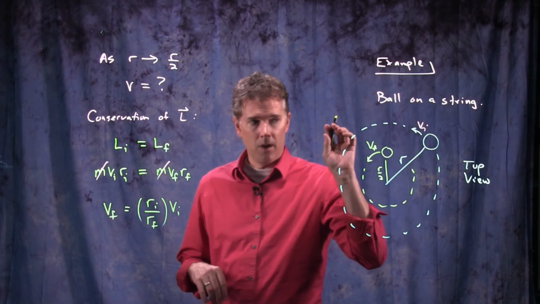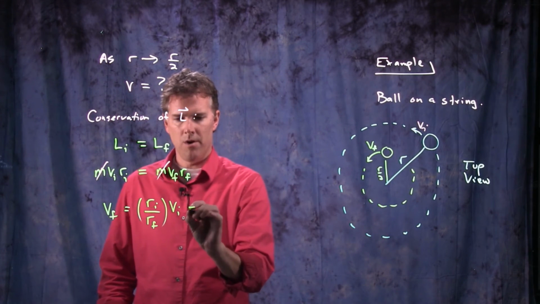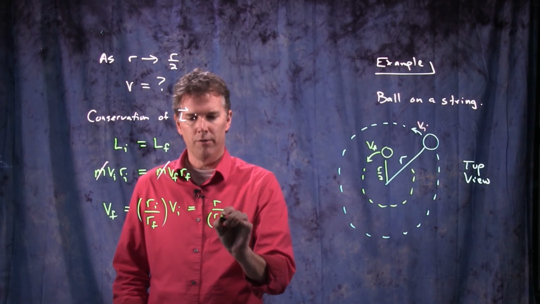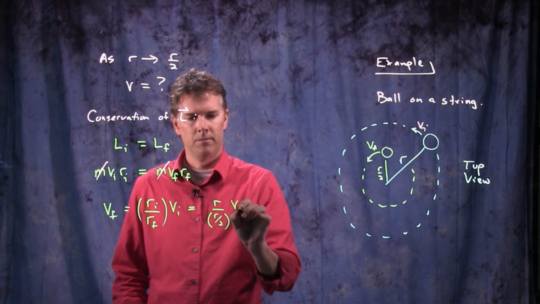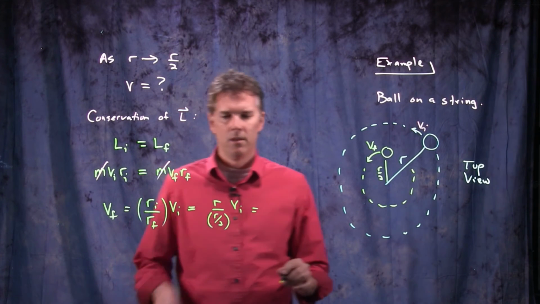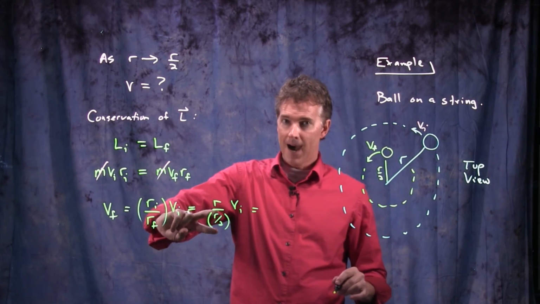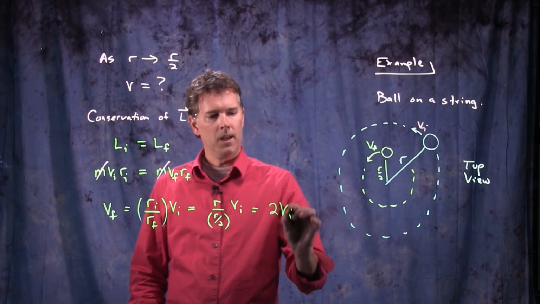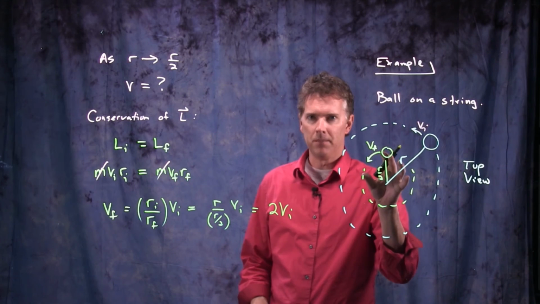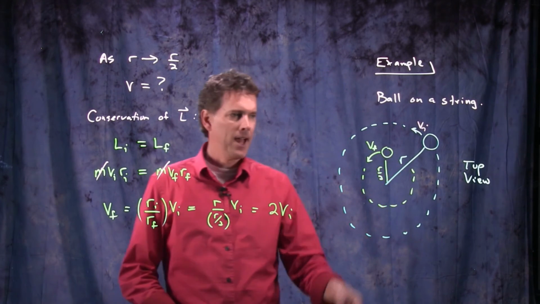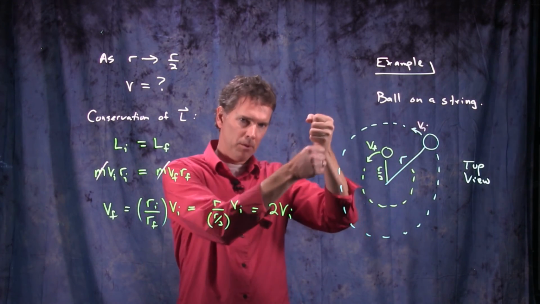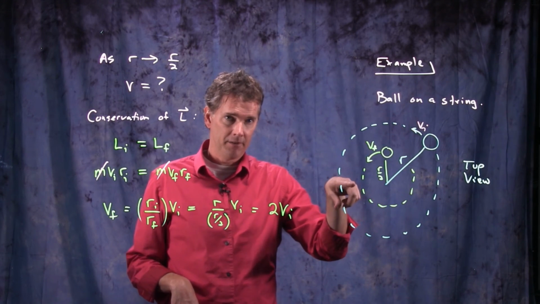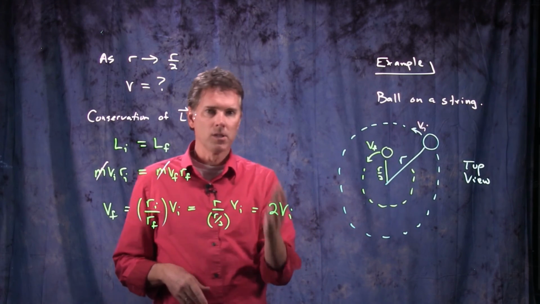In our case, we said that R initial was just R. R final was R over 2. The r's drop out, the half on the bottom flips up to be a 2 up on the top, and we get twice the speed. Okay? As that object is pulled in by pulling on the string, it starts going faster and faster and faster. So when you're at halfway in, it's going twice as fast.